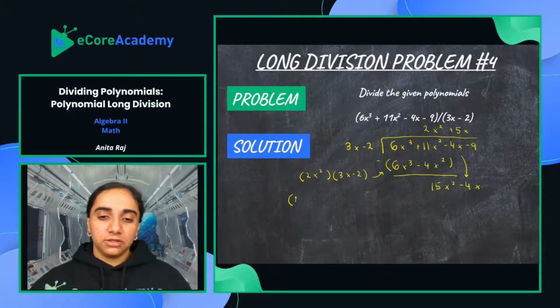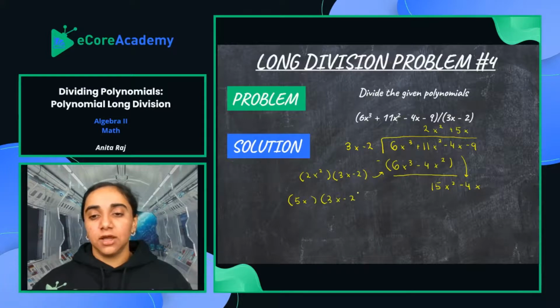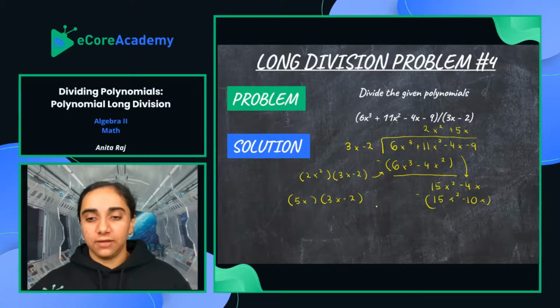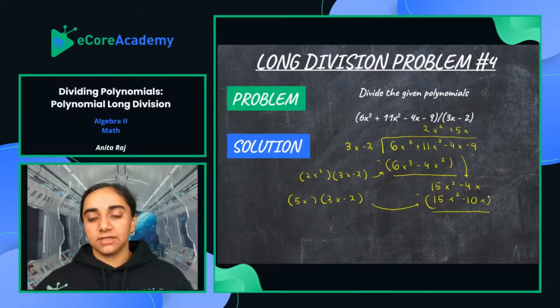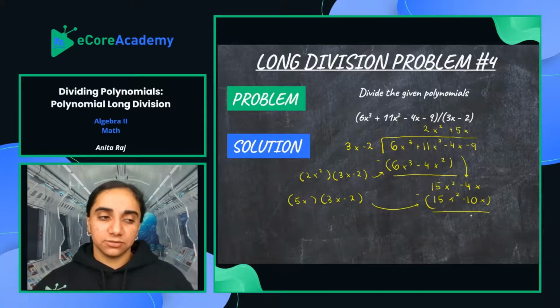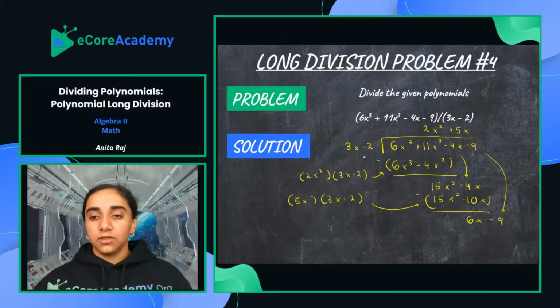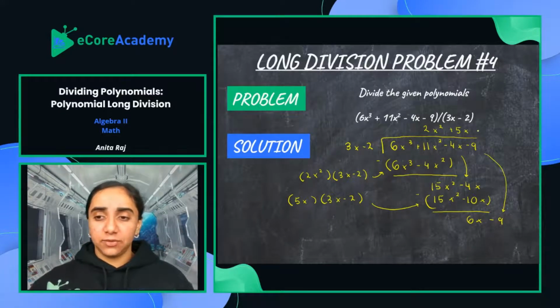If we multiply 5x times the expression 3x minus 2, we end up getting the new expression 15x squared minus 10x. And we're going to subtract this. Subtract that. The 15's are going to cancel out. Negative 4 minus negative 10x is going to be negative 4 plus 10x, which is just going to be 6x. And we're going to drop that final negative 9, that constant term, from the dividend down. 3x goes into 6x. That's pretty simple. That's just 2 times. So we're going to add plus 2.